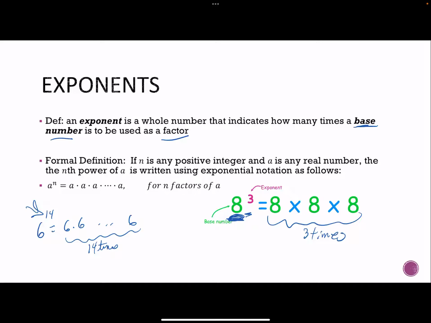Like my joke is, mathematicians are lazy, so we developed this exponential notation.